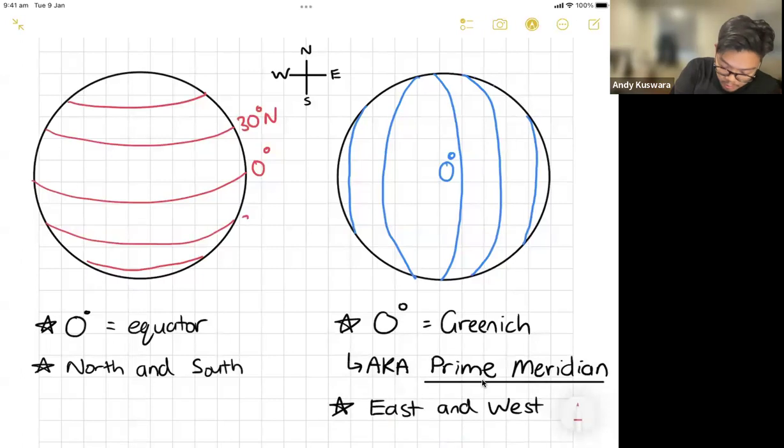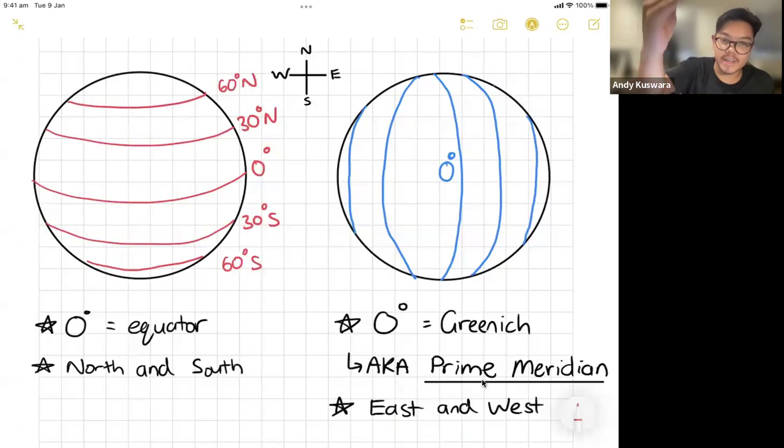Assuming that I'm just picking random numbers here, you could call it whatever you want. The larger the number, the further we go: 60 degrees south or 60 degrees north, and technically it goes up to 180 on either side, or 179.9 or whatever you want to call it. That is important to note because we're going to have to pinpoint some locations later on.